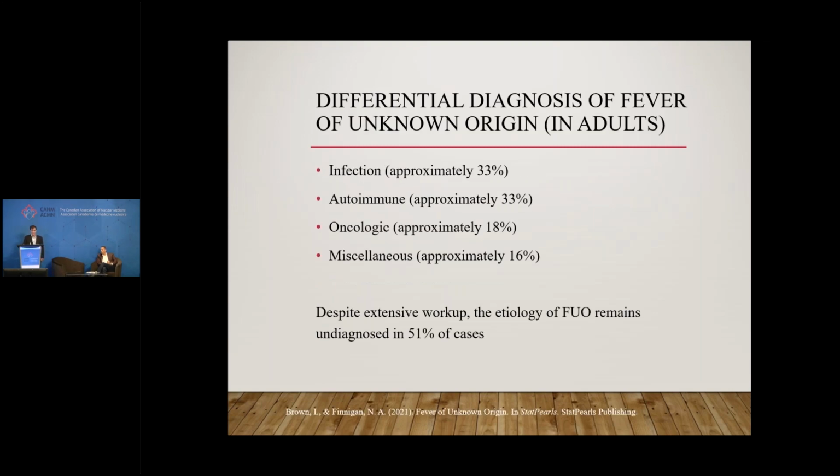So in the differential diagnosis in adults, infection and autoimmune disease each account for about 33% of the causes, with cancer accounting for 18% and miscellaneous or others accounting for 16% of adults with fever of unknown origin. Despite extensive workup, the etiology of fever of unknown origin remains undiagnosed in 51% of the cases.